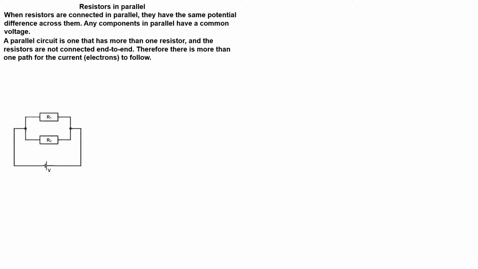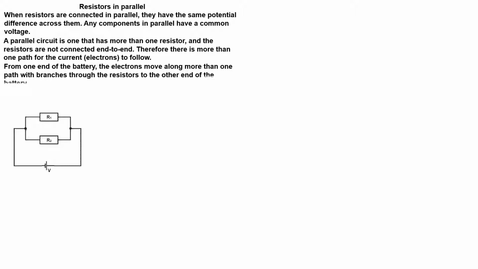A parallel circuit is one that has more than one resistor, and the resistors are not connected end to end. Therefore, there is more than one path for the current electrons to follow. Look at the diagram. From one end of the battery, the electrons move along more than one path with branches through the resistors to the other end of the battery.